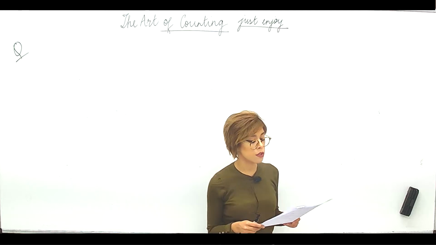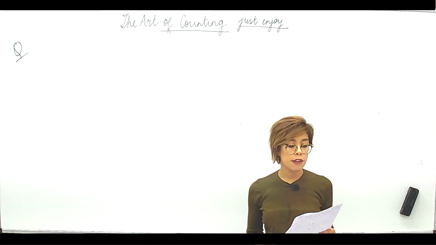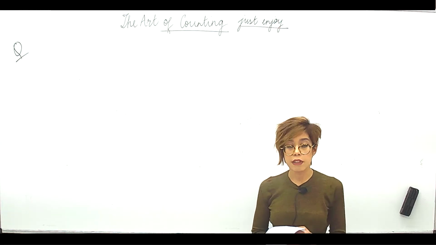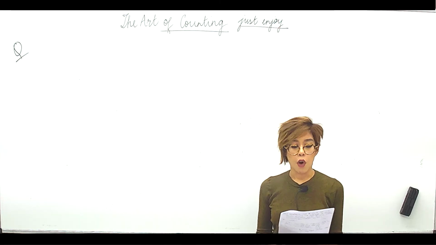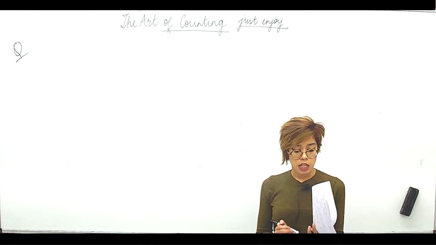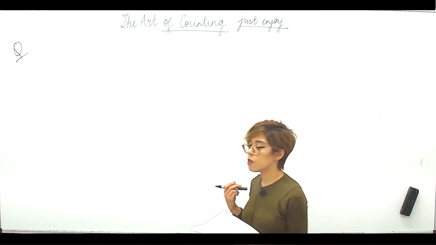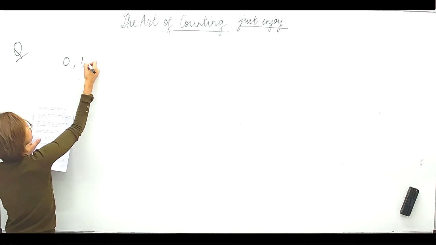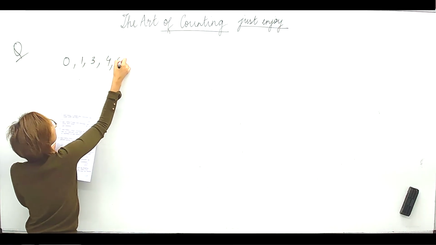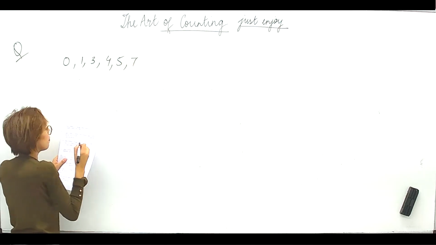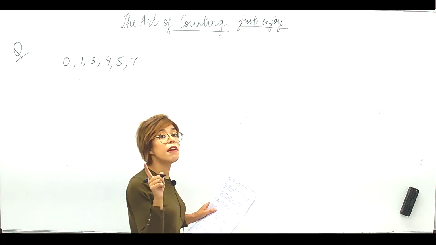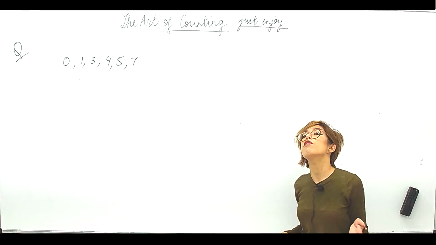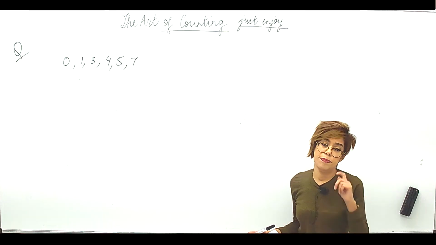Alright, so the next question, write down. How many 4-digit even numbers can be formed using the digits 0, 1, 3, 4, 5 and 7, if repetition of digits is not allowed.